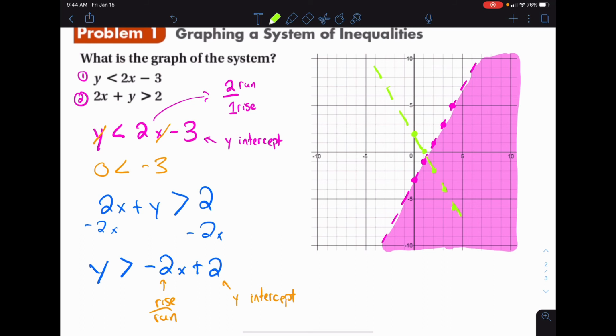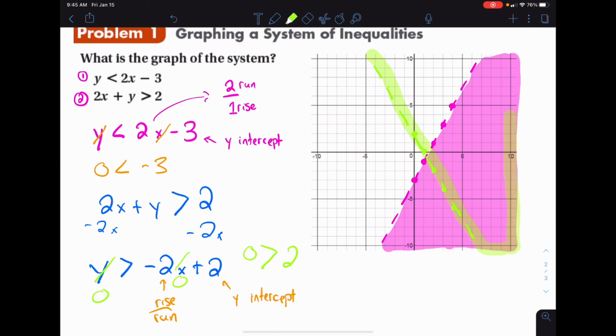Some people might call it a dashed line, whichever you prefer, and we'll substitute for 0 and see if that works out in our favor. We'll substitute for 0, which would mean that 0 is greater than 2. And that is not the case. So we're going to shade the negative side of this as well. Let's use the same green color so you can see it. I'll do this as quickly as possible.